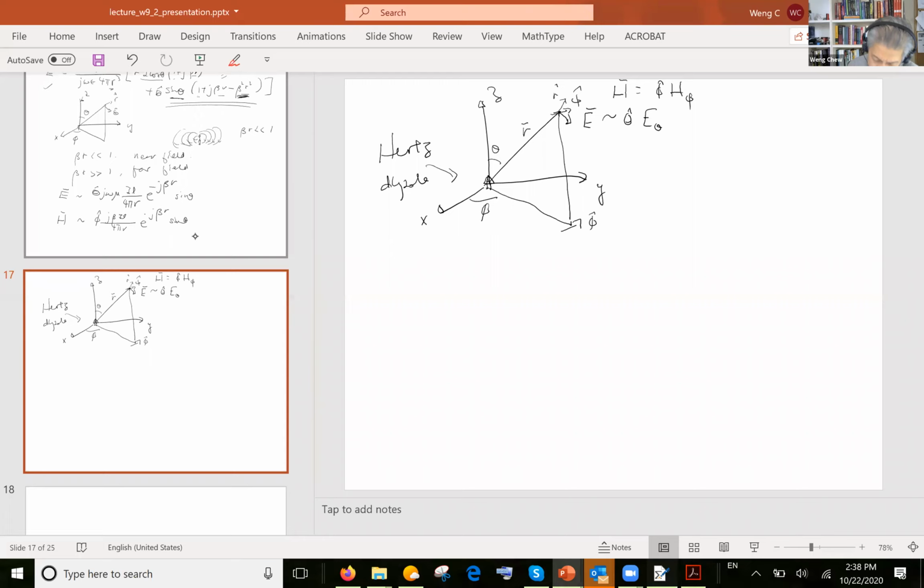Okay. Again, you see that E cross H is pointing in the R direction. That's where the power should be flowing. Okay, E cross H, yes, is pointing in that direction, in the R hat direction. And so our solution is correct. Okay, so this is almost like a plane wave.